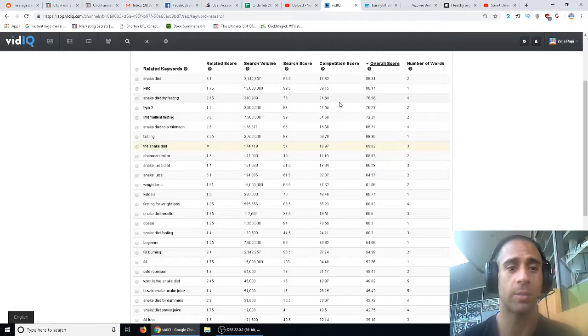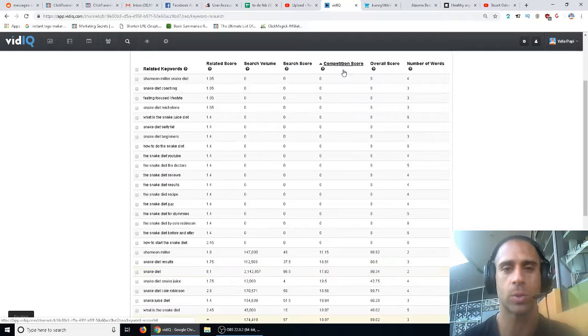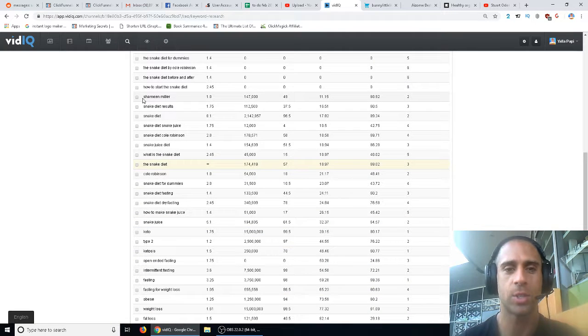And you'll also see a lot of overlap, right? For example, snake diet is also included within snake diet dry fasting. However, you can see that this keyword, even though it's more specific, has a higher competition score than this keyword, which is kind of strange, right? You would think that the more general keyword would have a higher competition score. Whatever.